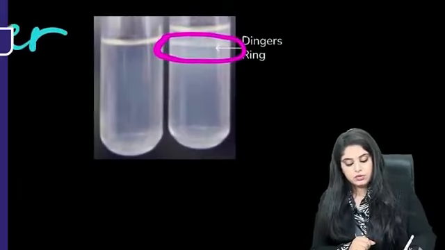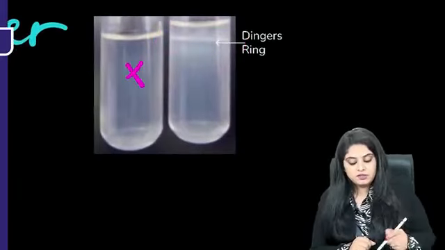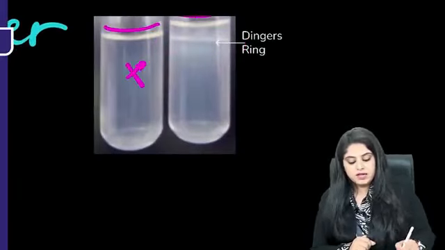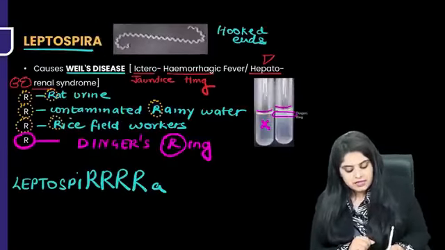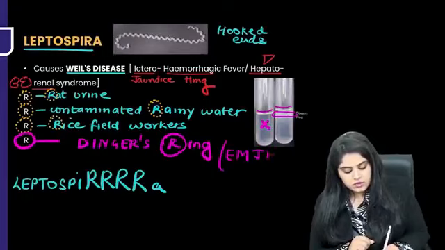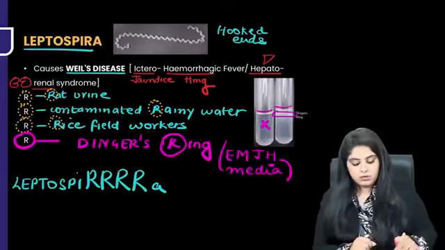There are two test tubes. In one I don't see a ring, and in the other I see a ring. What medium is this? EMJH media. This tends to grow on the EMJH media, and that is going to be the Dinger's ring. So that is how you do leptospira.